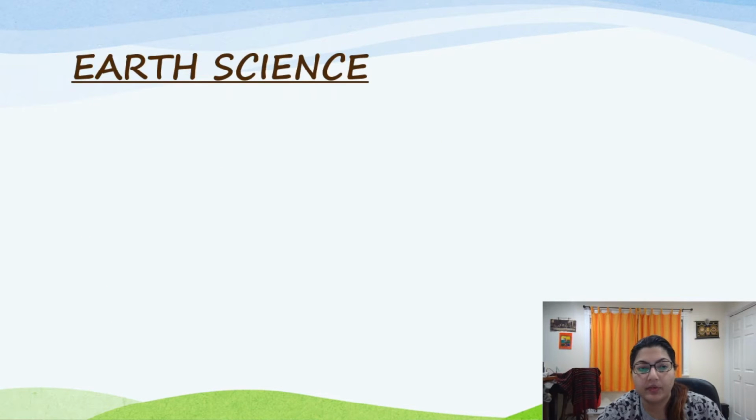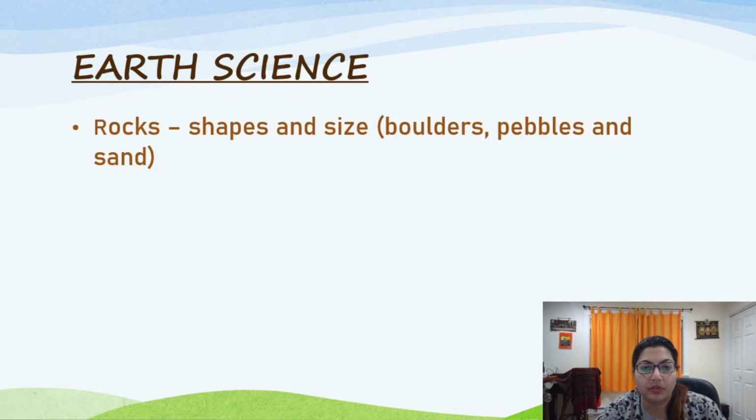Under earth science, our first subtopic will be rocks, shapes, and sizes. We'll talk about boulders, pebbles, and sand, because boulders are big, pebbles are medium sized, and sand is probably the granulated form, but they are all rocks. We'll give them an idea about weathering and agents of weathering.